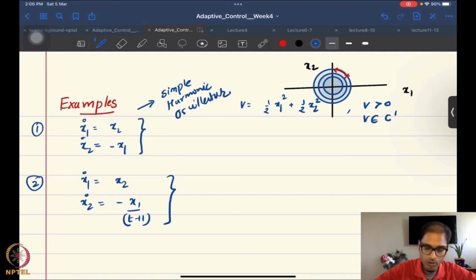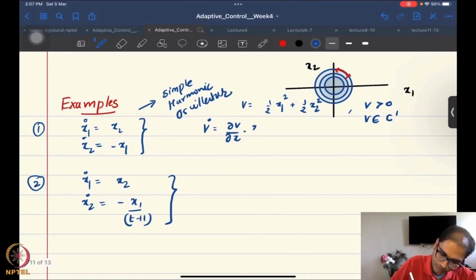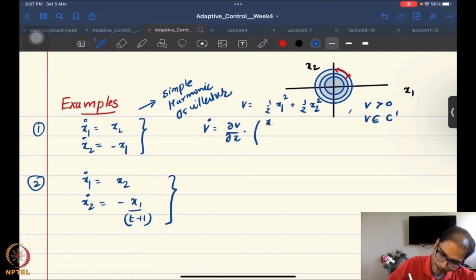What I want to do now is compute V dot. V is not a function of time at all, so it's only a function of state. All I have to do is del V del X times X dot, which in this case is X2 and minus X1. So evaluating this is pretty easy.